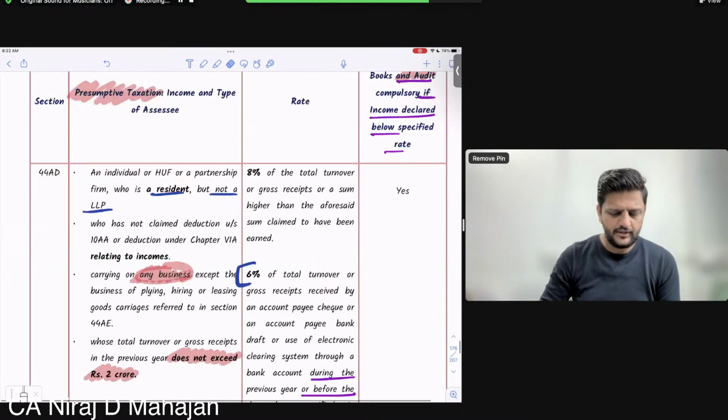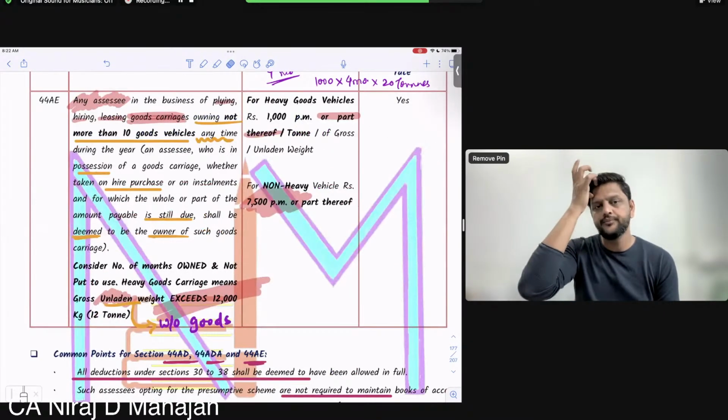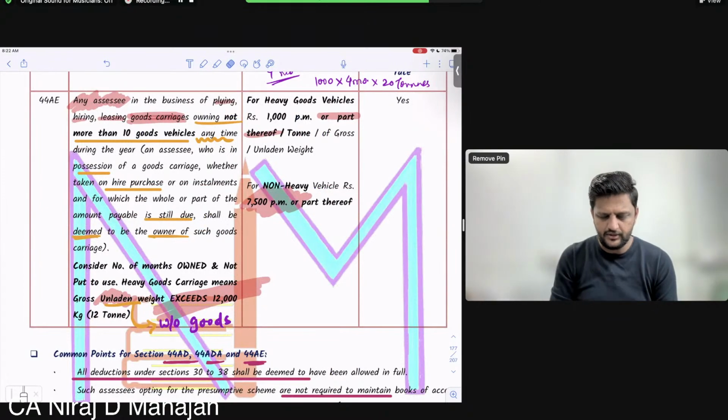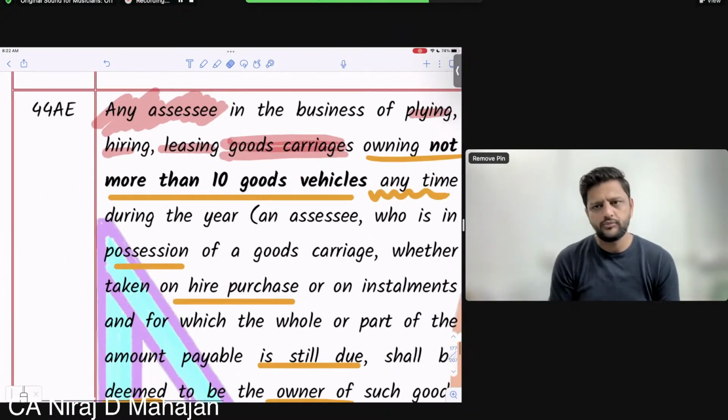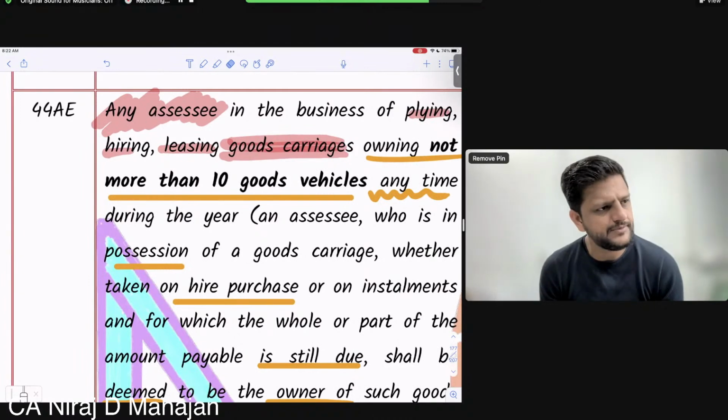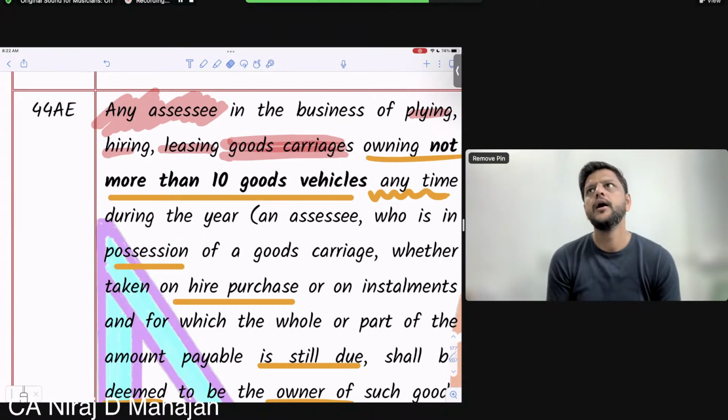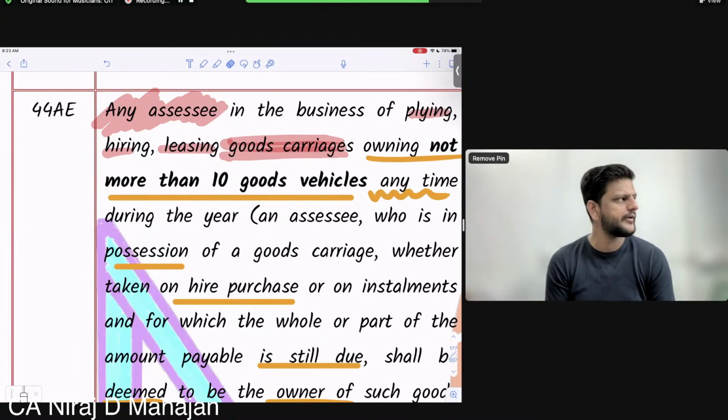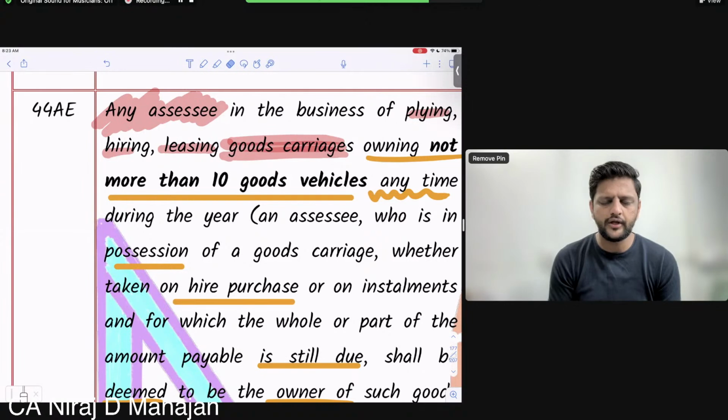44AE. But again, number of vehicles owned not more than 10 during the year. It is about ownership and not about number of months put to use. It depends on heavy vehicles and non-heavy vehicles. Heavy vehicles, more than 12,000 kg. Correct, everybody? And that is your gross vehicle weight. And below that are non-heavy vehicles.